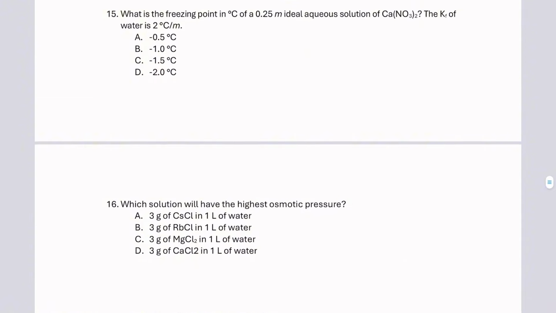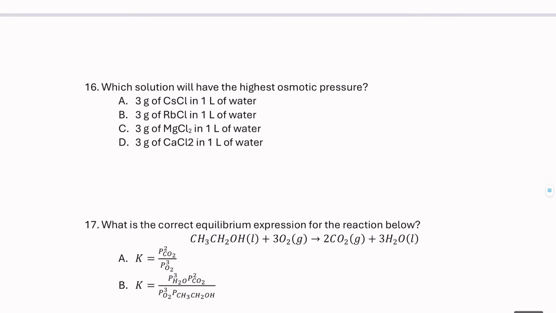Problem 16 says, which solution will have the highest osmotic pressure? The key relationship to remember is that osmotic pressure is proportional to I times molarity at the same temperature. In words, that means the more particles per liter, the higher the osmotic pressure. So we need to check 2 things here. First, the Van't Hoff factor I, which is going to tell us how many ions the solute breaks into. The larger the I, the larger the osmotic pressure.